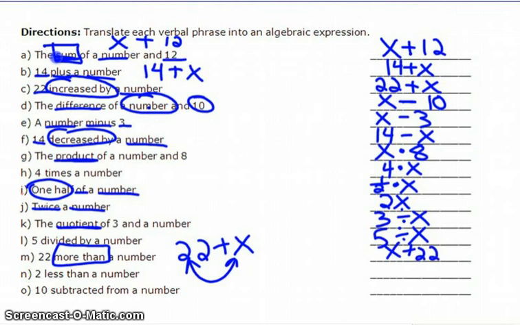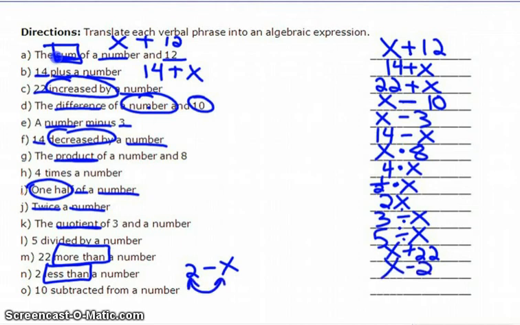The same thing happens with less than. 2 less than a number, yes, we would normally think 2 minus x, but if I said I had $2 less than John, and John had $10, you wouldn't do 2 minus 10, because then you get negative 8. You would do 10 minus 2. So you flip it around. This is x minus 2. 10 subtracted from a number, that is another one. 10 subtracted from. When you see that from after it, you need to flip it around. It would actually be x minus 10.